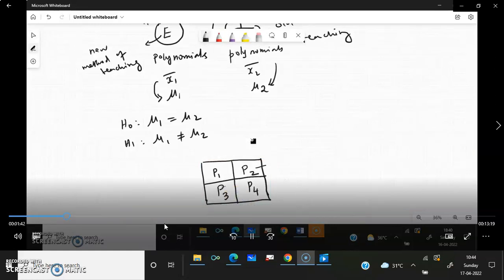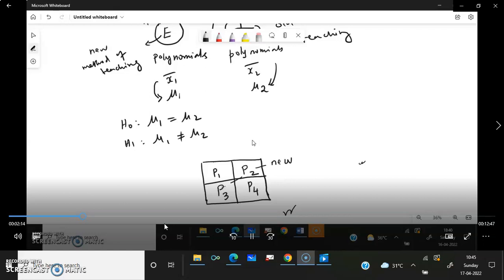For example, if I am taking H naught as the null hypothesis, mu1 equal to mu2 equal to mu3 equal to mu4. Here mu1 is nothing but production of the crop for P1, mu2 for P2, and for P3 we are keeping mu3, and for P4 we are keeping mu4. So this is how the Anova null hypothesis is framed.